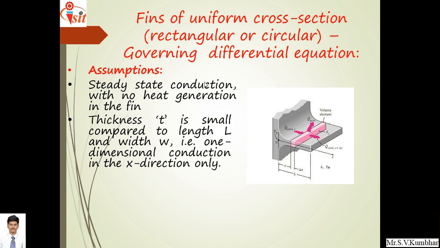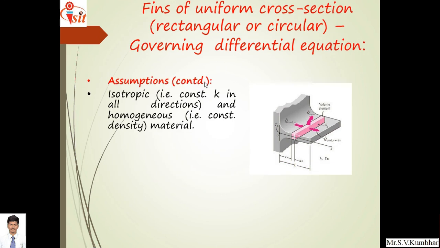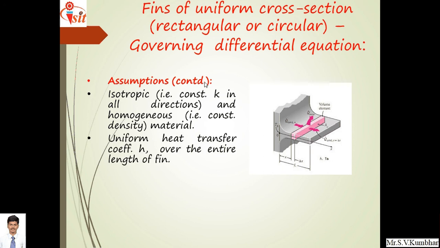Thickness T is small as compared to length and width, that is, as we have already studied, it's one dimensional conduction along the x direction only. Thermal conductivity K of the fin material is constant. Isotropic material means thermal conductivity remains the same in all directions. The material is homogeneous, that is, of constant density. Uniform heat transfer coefficient h over the entire length of the fin.